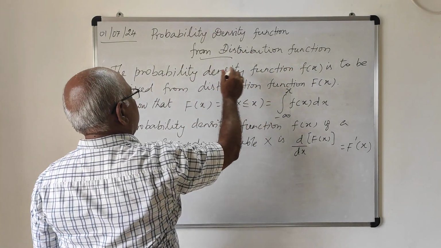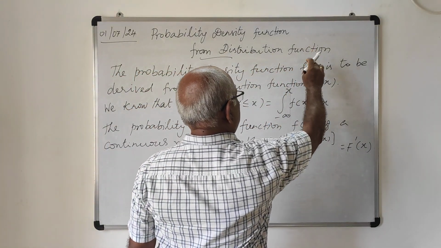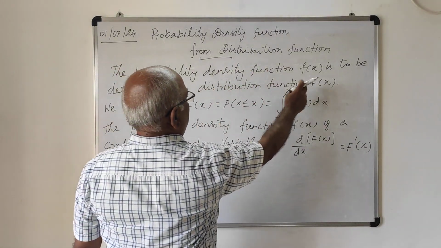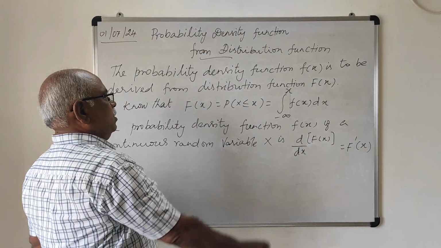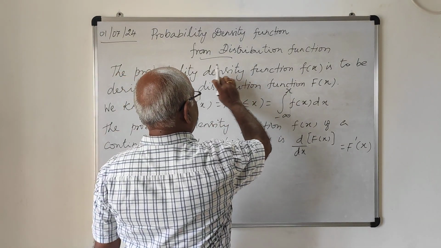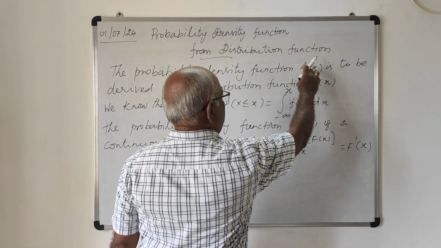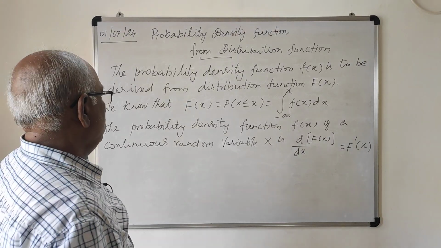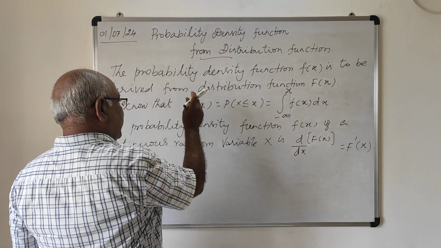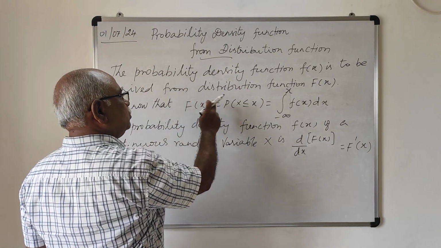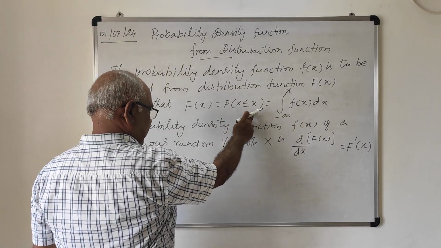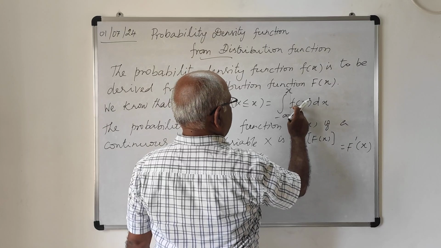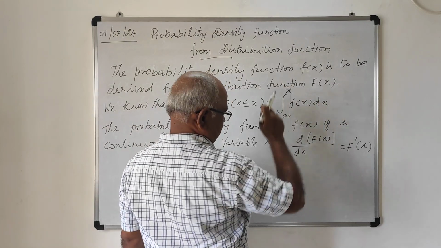We know that the probability density function f of x of a continuous random variable x is to be derived from distribution function F of x. That's our task. We have to find this probability density function f of x from the distribution function capital F of x. We know the distribution function capital F of x is probability of x less than or equal to x, that is equal to integral from minus infinity to x of the density function f of x dx.